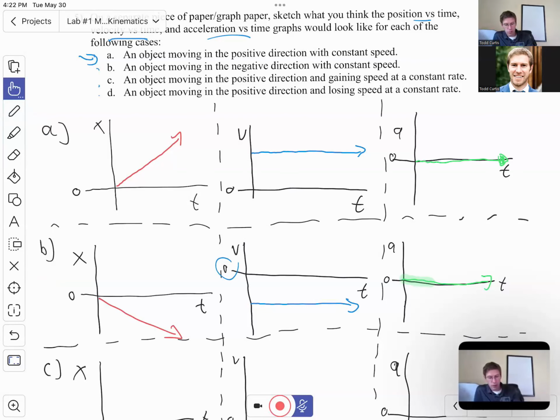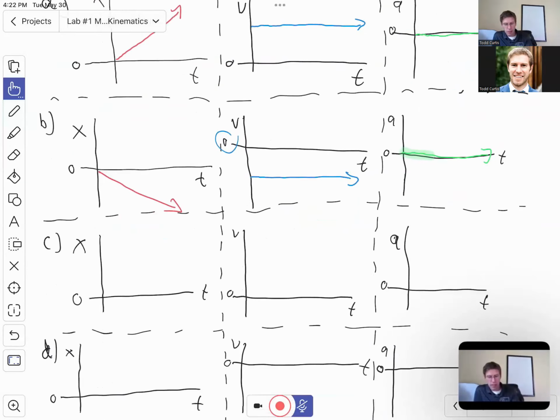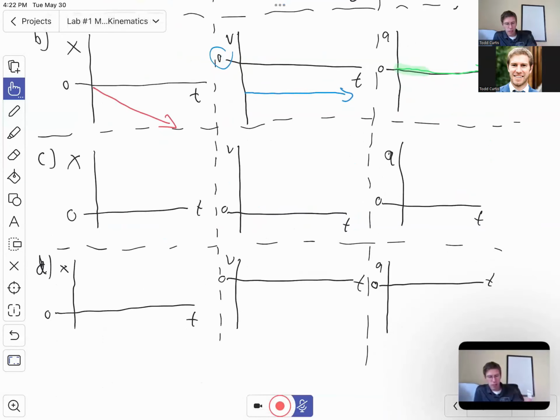Now we're moving on to part C, which is an object moving in the positive direction, gaining speed at a constant rate. So this one's a little trickier. Now, sometimes people will start with position, but I actually like to start with either velocity or acceleration. In fact, maybe I'll start with acceleration. We're told that it's gaining speed at a constant rate. So that means it has a positive and constant acceleration. So right there, boom, positive and constant acceleration.